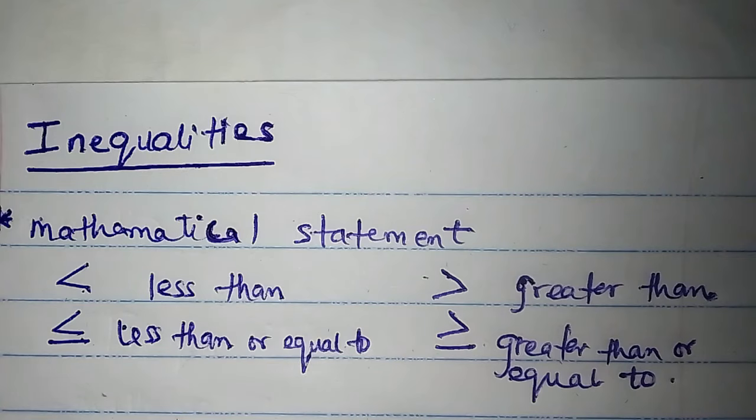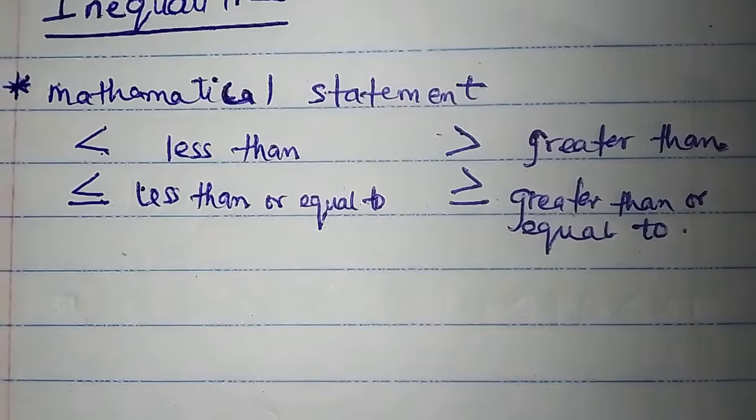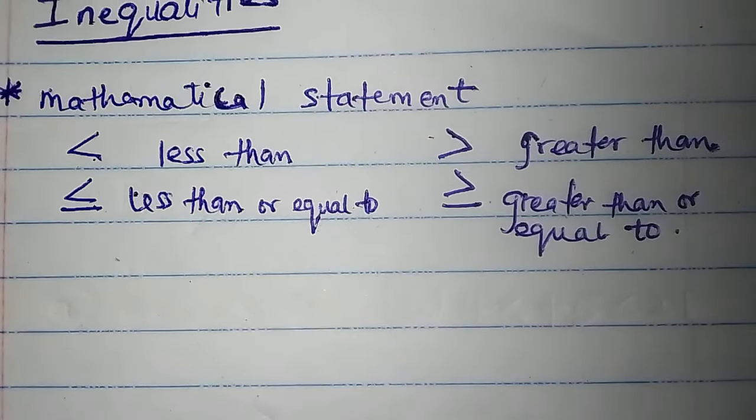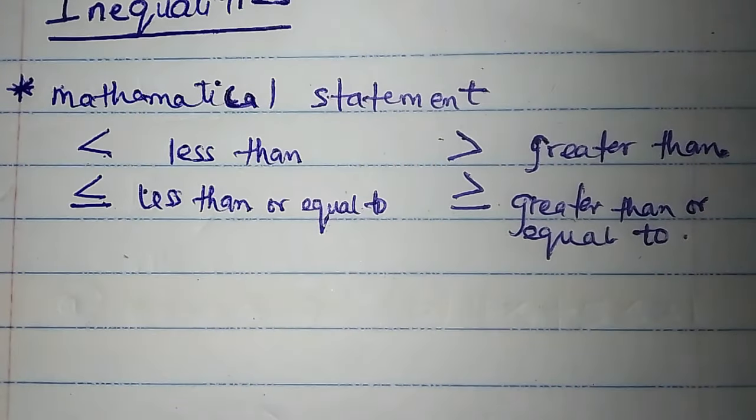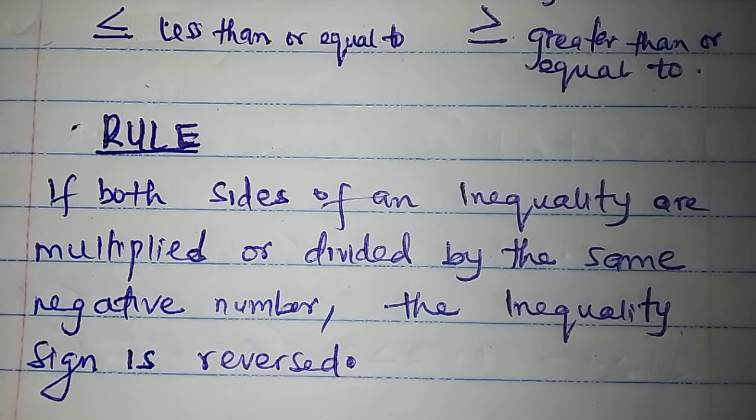But before we start solving problems, I want to give you a simple rule in inequality. And this is what the rule says. If both sides of an inequality are multiplied or divided by the same negative number, the inequality sign is reversed. Alright, take note of this.